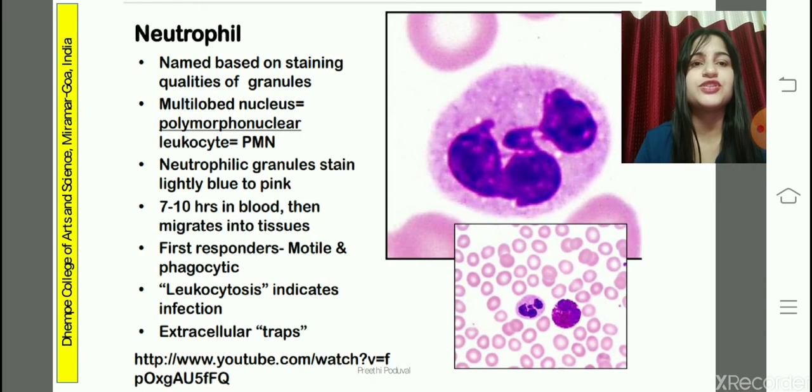So the neutrophils look like this. They have this granular appearance. They have multi-lobed nuclei, and they're also known as the polymorphonuclear leukocytes, so called PMNs. They stain lightly blue to pinkish in color, and they can be easily observed under the microscope, and also they help in detection of whether the person is healthy or not based on the count of the neutrophils.